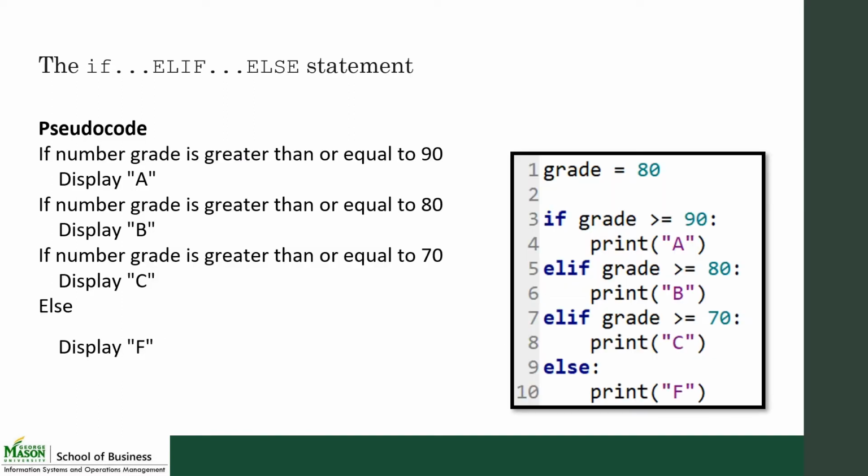Another extension of the if statement is the if-elif-else statement. This is used when there are multiple cases to test for. For example, let's say that we would like to display a letter grade based on a known number grade. Here's an example of the pseudocode along with the syntax of how you would code this. This type of statement allows only one if and one else clause, but allows for multiple elif clauses depending on how many cases or conditions to test for.